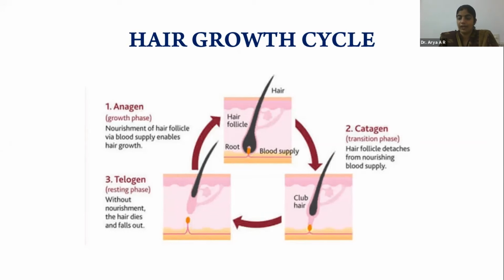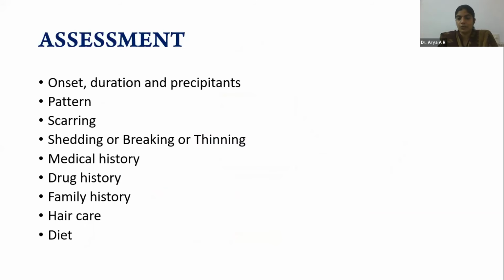Nowadays we are all doing hair coloring and straightening treatments, and these are all causing damage to the hair follicles, and this will also lead to alopecia. So these are the majority of the causes regarding the hair diseases. Now we will move on to assessment. How should we assess these hair disease conditions?